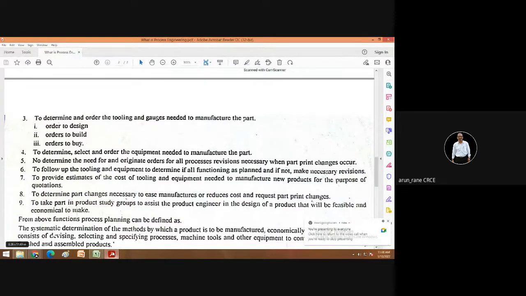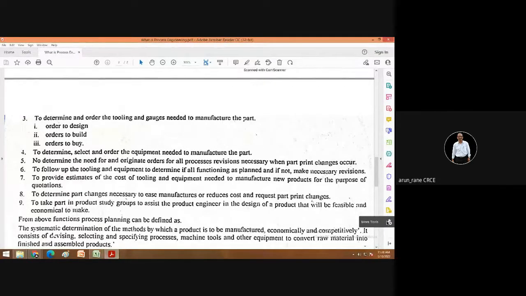So to determine, select and order the equipment needed means it will include all the facilities, all the resources: lathe machine, milling machine, drilling machine, broaching machine, gear cutting machine, heat treatment, whether you need an annealing furnace or tempering furnace. So all these facilities, or we call them resources. Even the QC room, whether you need a CMM, that is coordinate measuring machine.